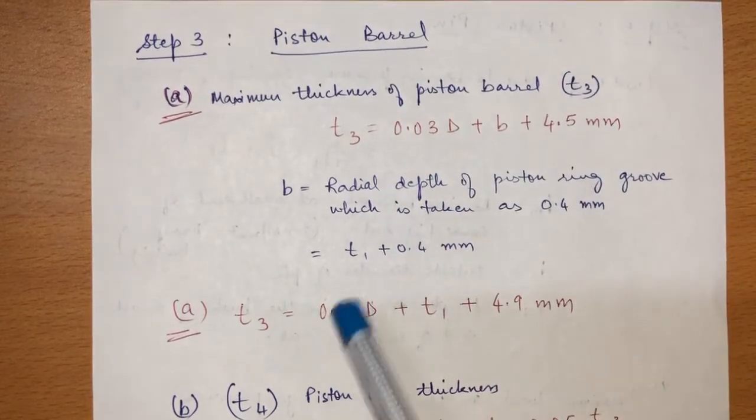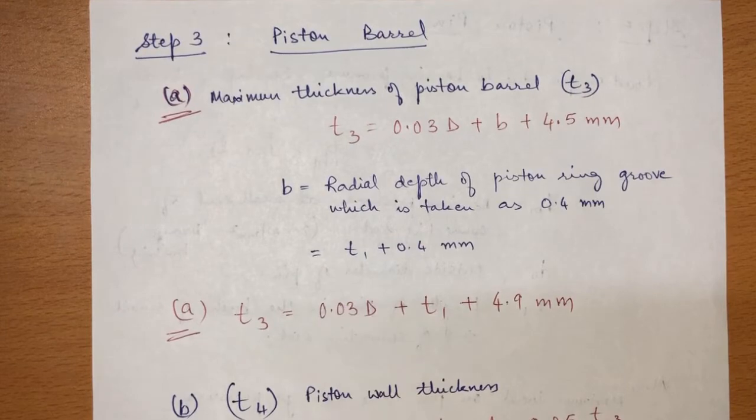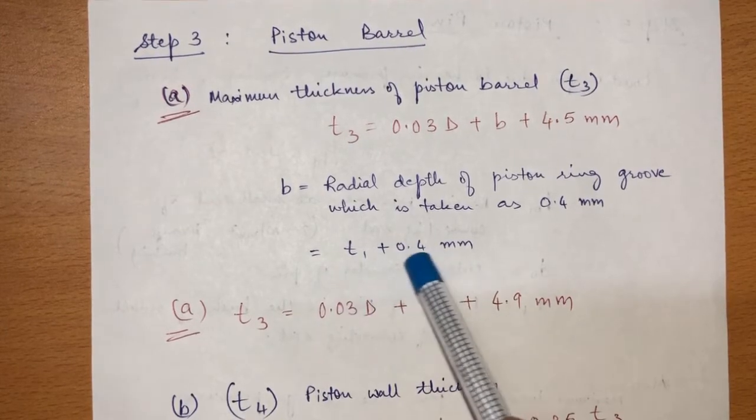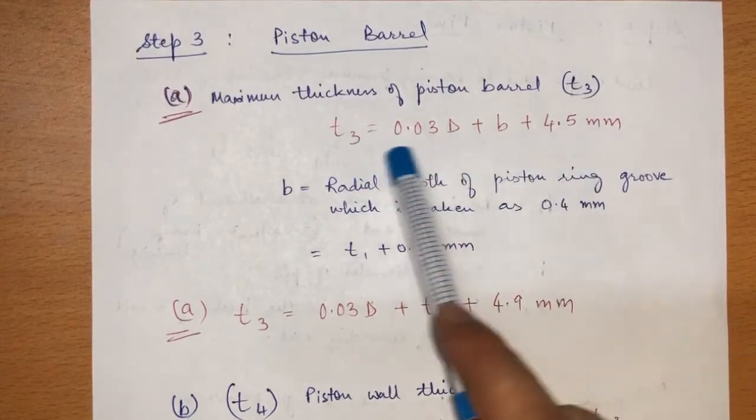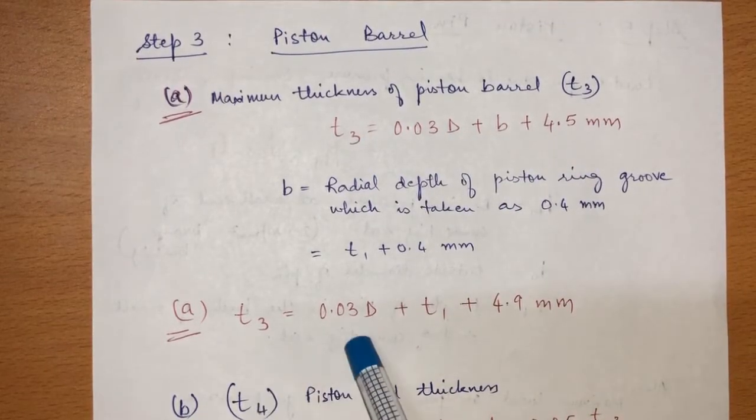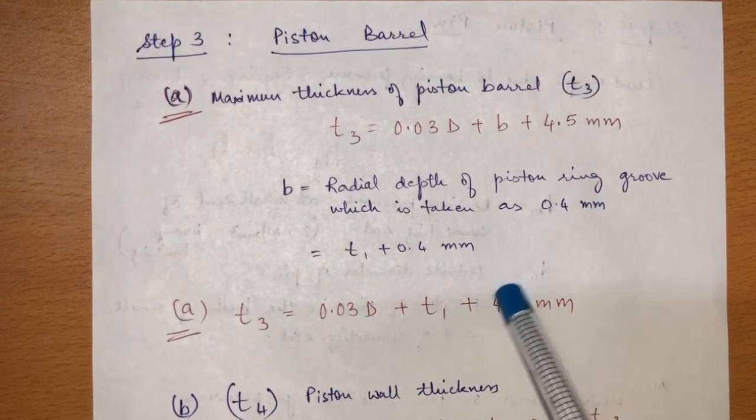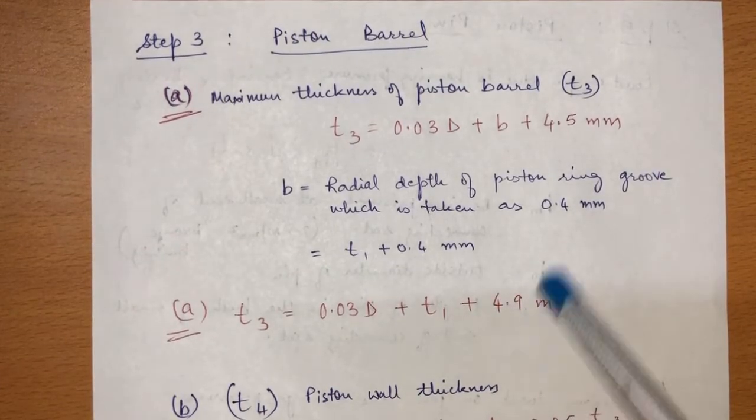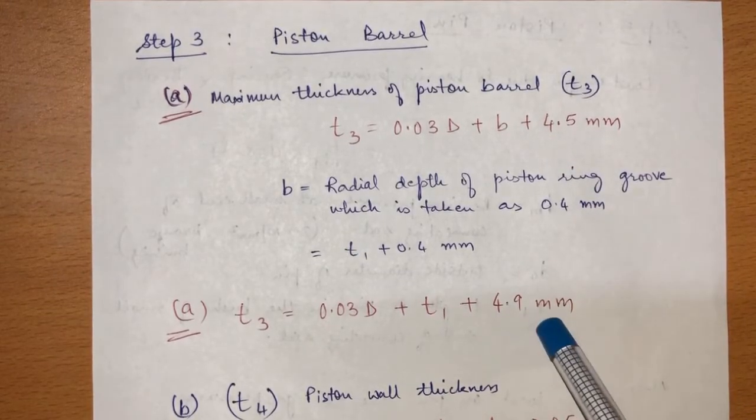Which means if I add T1, that is the thickness which is already discussed in step 2, 4.5, which is increased by 0.4. So I can also write the same relation of T3 as T3 equals 0.03D plus T1 plus 0.4. We can see that 4.5 plus 0.4 gives us 4.9.